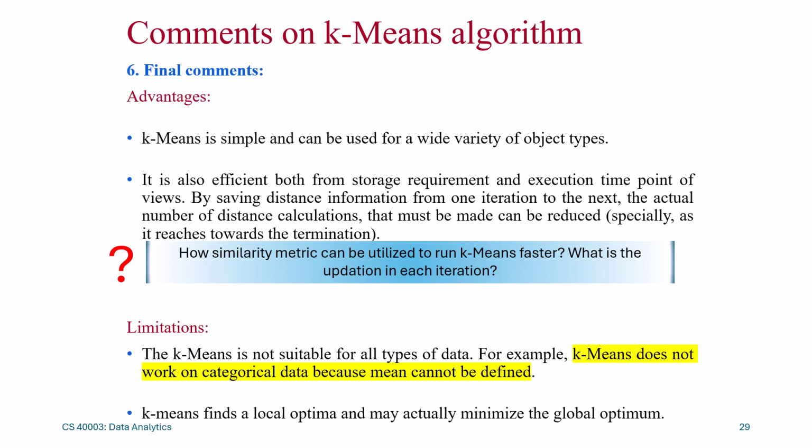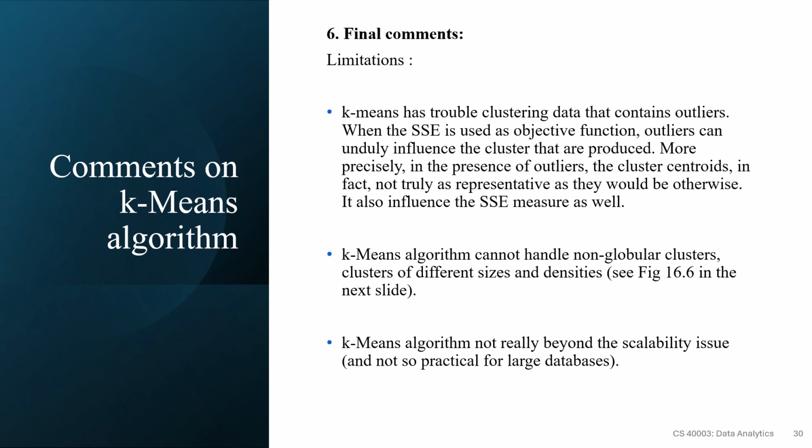The k-means is not suitable for all types of data. For example, k-means does not work on categorical data because the mean cannot be defined. The k-means algorithm has some problems clustering data that contains outliers. When the SSE, the sum of squared error, is used as the objective function, outliers can unduly influence the clusters that are produced. More precisely, in the presence of outliers, the cluster centroids are, in fact, not as representative as they would be otherwise. It also influences the sum of squared error measure as well.